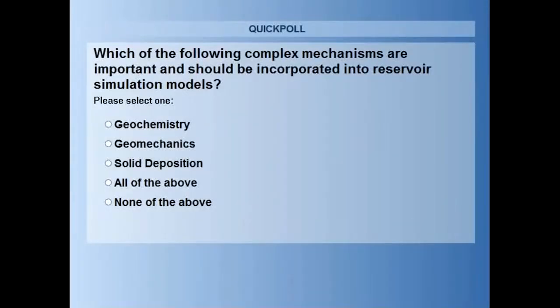At this time, I would like to ask the audience their opinion about which of the following complex mechanisms are important and should be incorporated into a reservoir simulation model. You'll get 4 or 5 options on the screen, and the options are geochemistry, geomechanics, solid or asphaltene deposition, all of the above, or none of the above. And you can see here, I'm seeing some of the responses that are coming in. We'll just give a few minutes here.